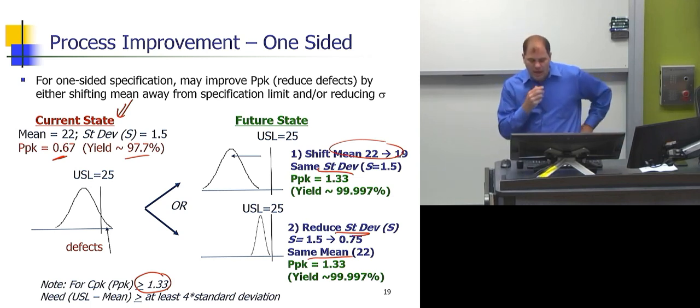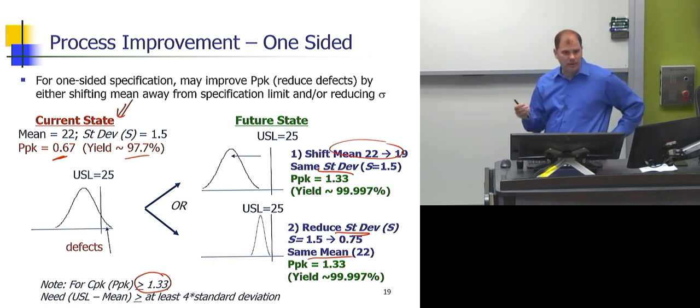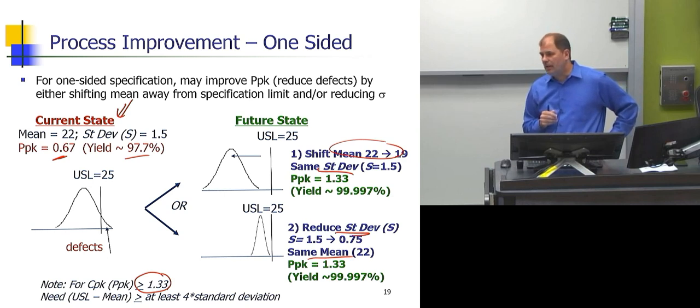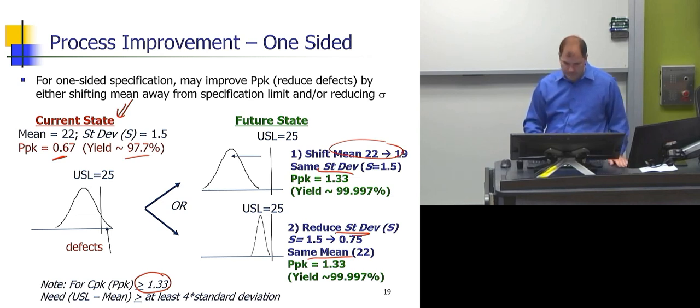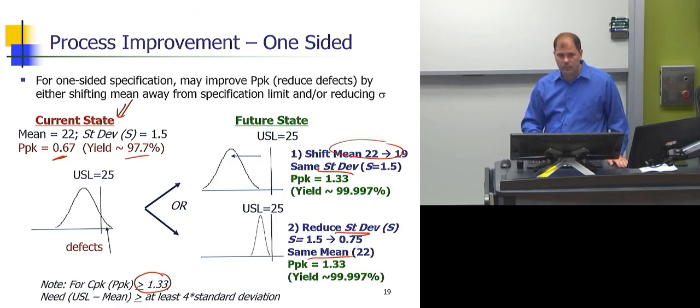What you have to do sometimes is try to figure out which of those would be easier. Sometimes shifting the mean may be easier. Other times maybe you can reduce the variation. Sometimes it's a combination of both. When we only have one specification, it's harder for us to tell mean or variation problem. Okay?